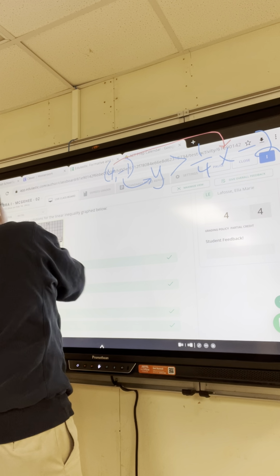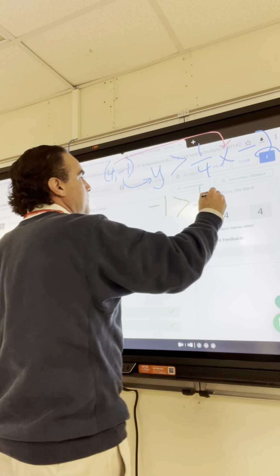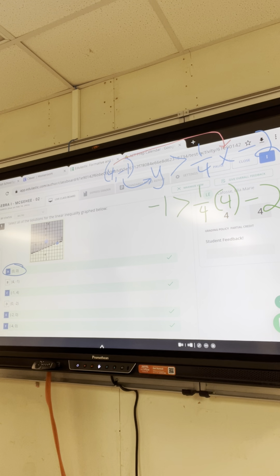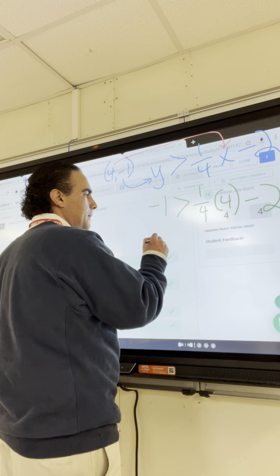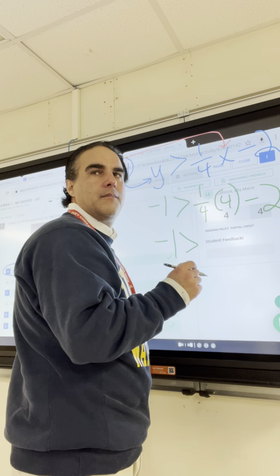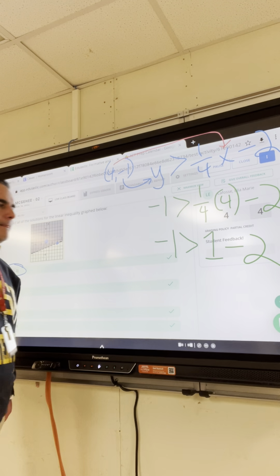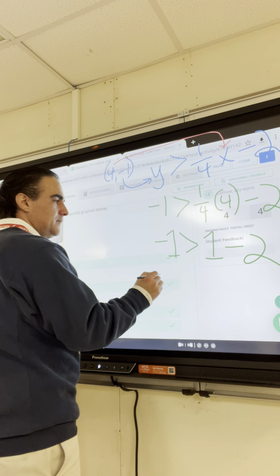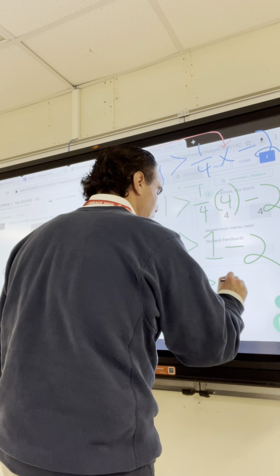All right? So I've got -1 is greater than 1/4 times 4 minus 2. I'm going to do my parentheses first, multiplication. What's 1/4 of 4? 1. 1/4 of 4 is 1. What's 1 minus 2? -1. 1 minus 2 is -1.